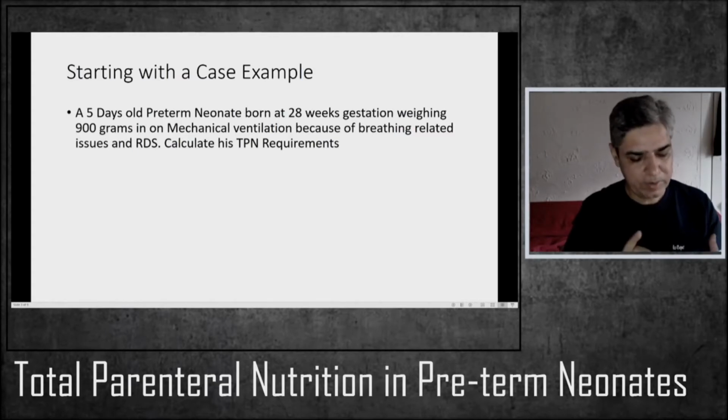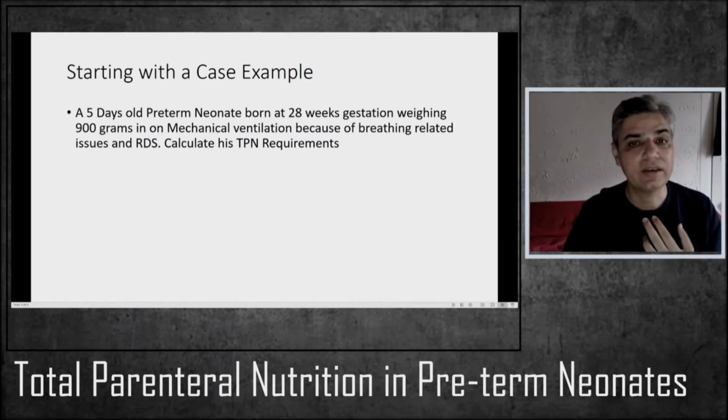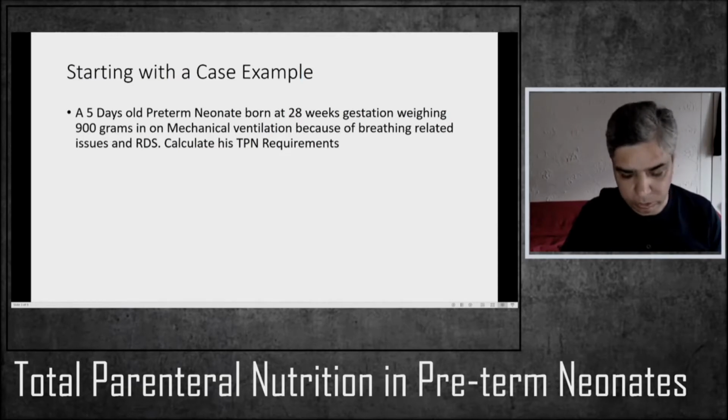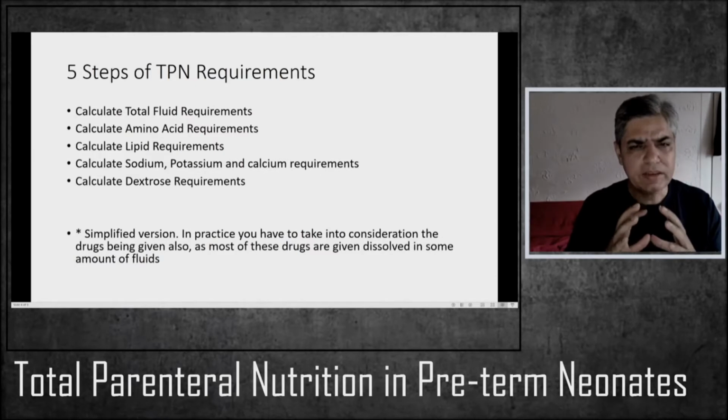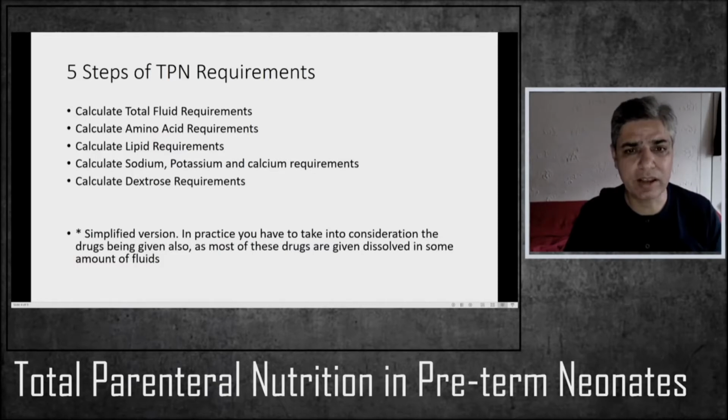Keep it in mind, it's a preterm infant. He was born at 28 weeks gestation. He's 5 days old now, and his weight is 900 grams, and we have to calculate the total parenteral nutrition. If you go through different textbooks of pediatrics, there are different methods by which the TPN fluids are calculated.